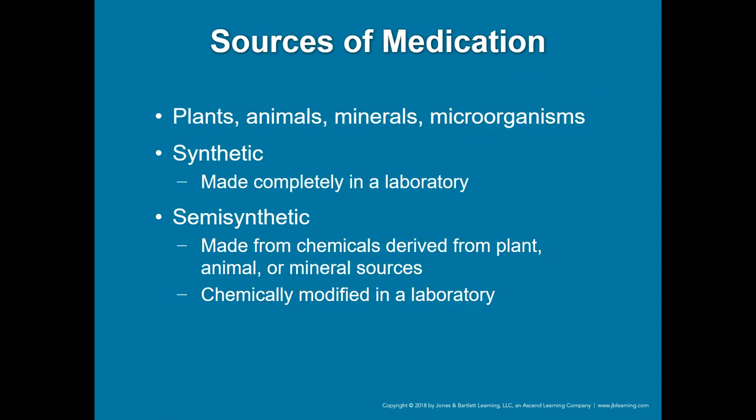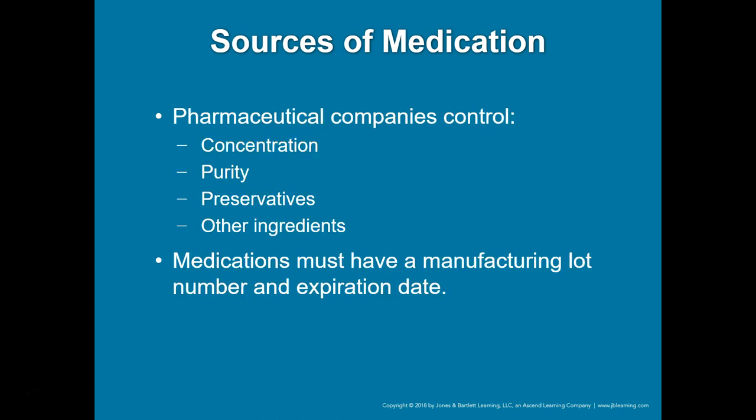Sources of medication, different places we can get it: plants, animals, minerals, microorganisms, and synthetic, of course, how a lot of stuff is made now, just in a laboratory, or semisynthetic, where it's a mixture of both chemicals and natural substances. And of course, they finish it up in a lab.